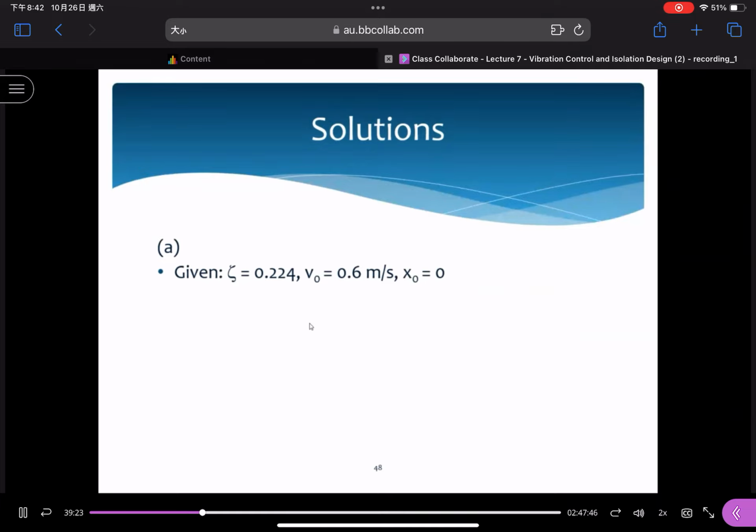A. According to the questions, we just have these three parameters. Theta is equal to 0.224, V0 is equal to 0.6 meter per second, and S0 is equal to 0. Okay, all of them are given. Now, what is the natural frequency? Because theta is less than 1, this must be an underdamping case.